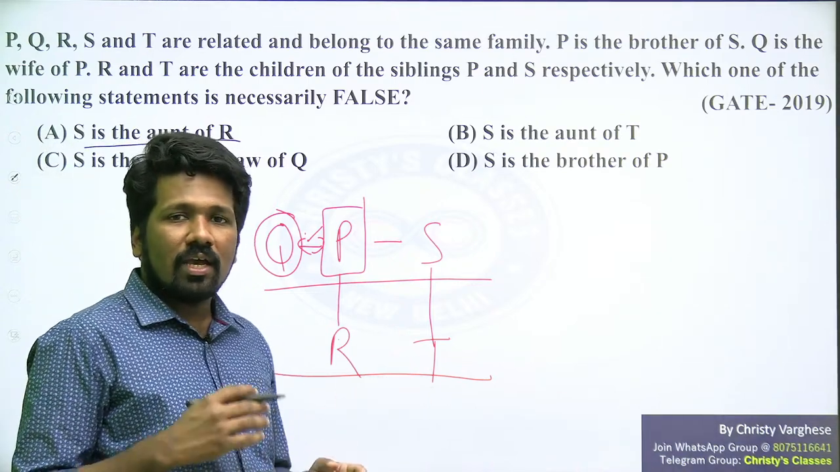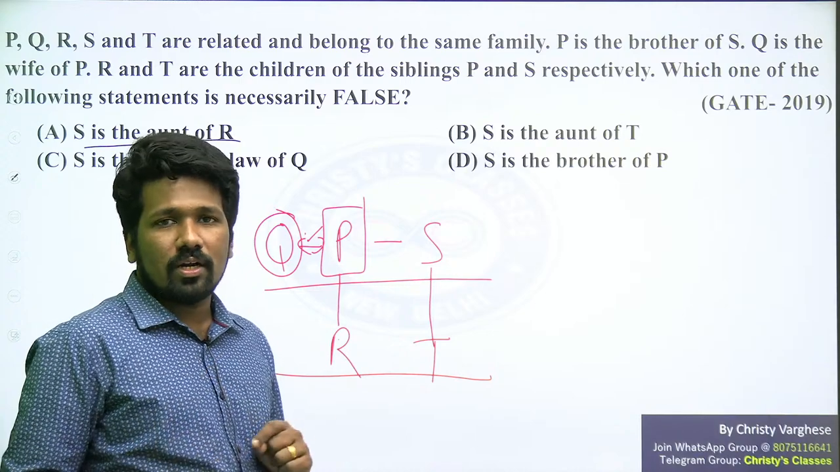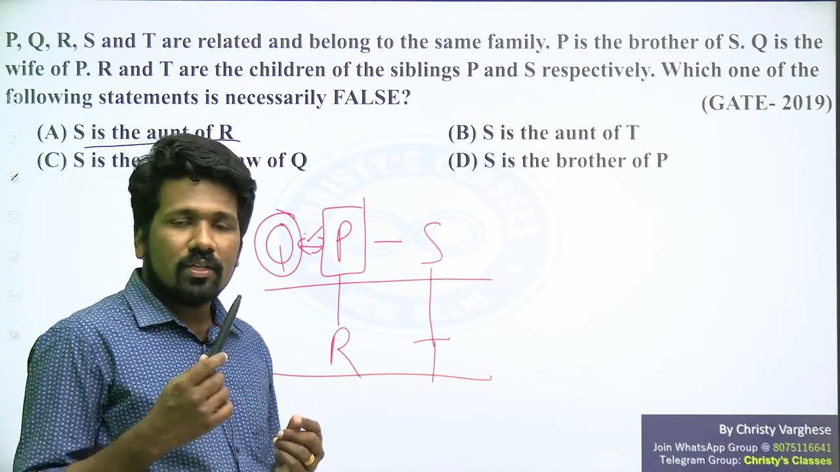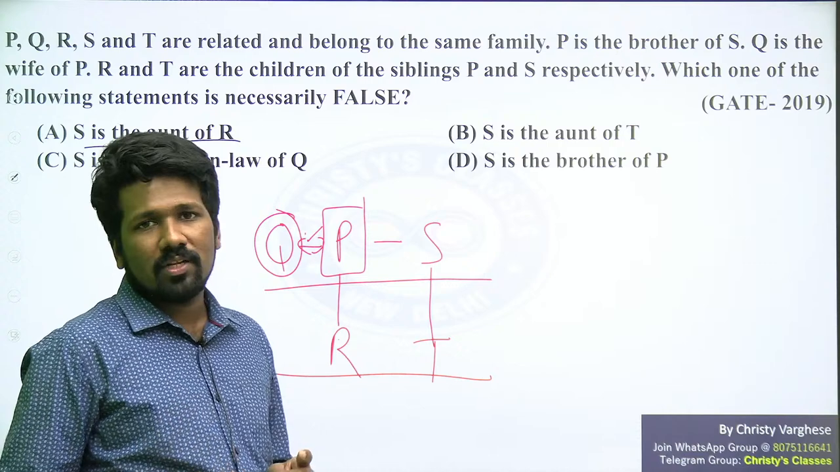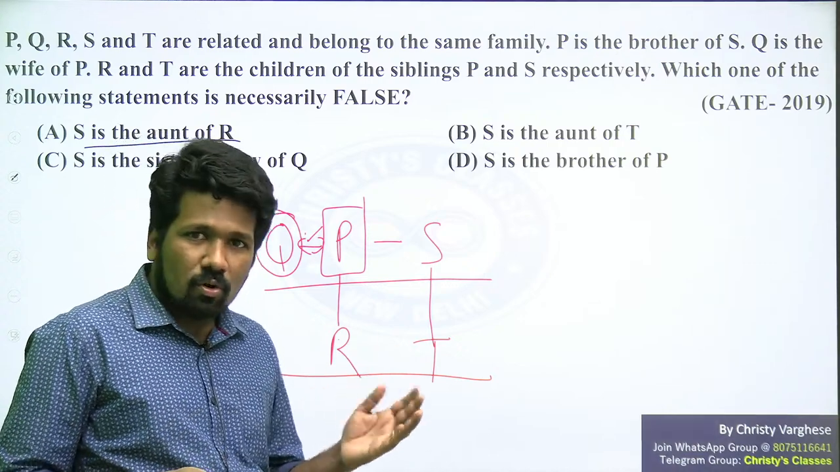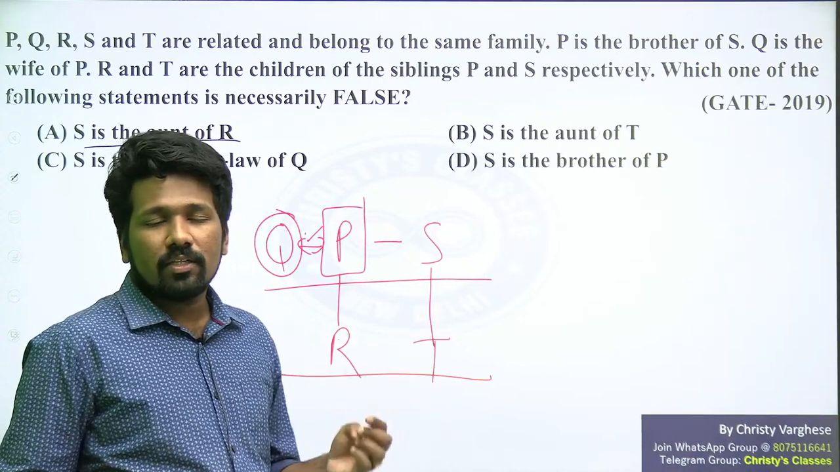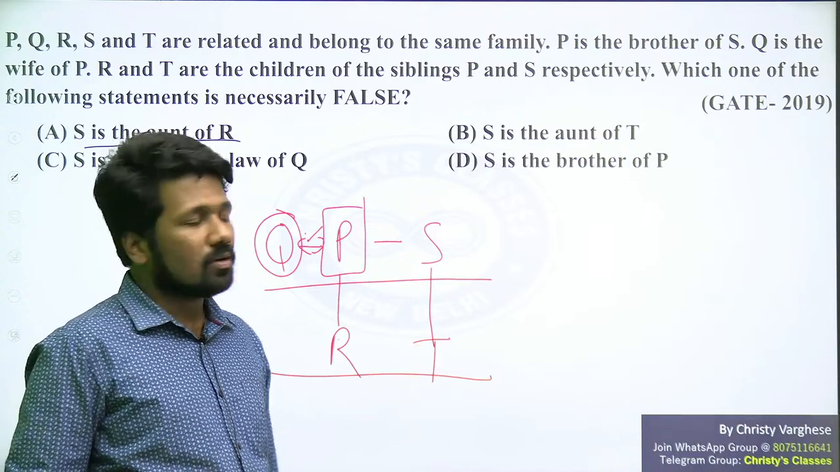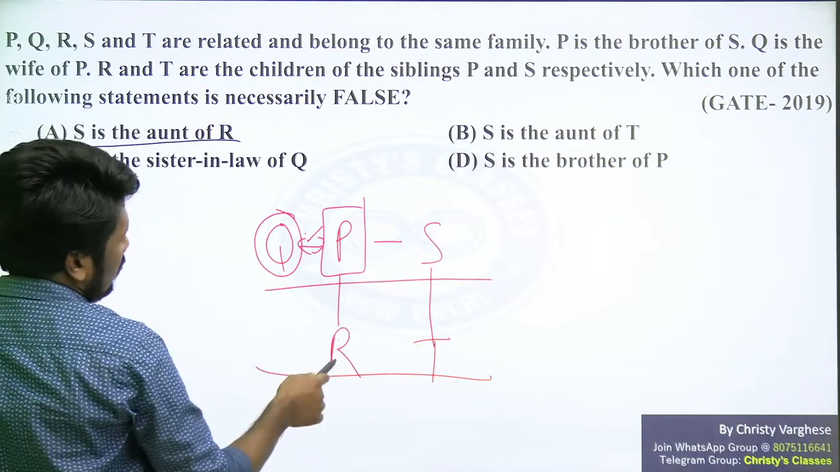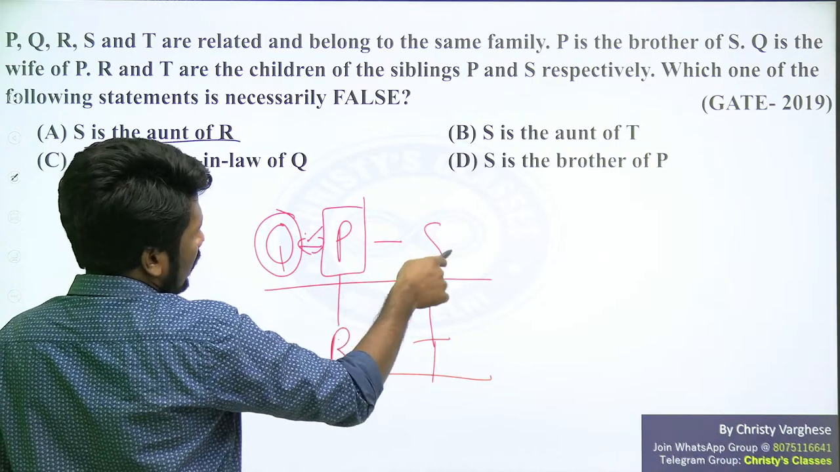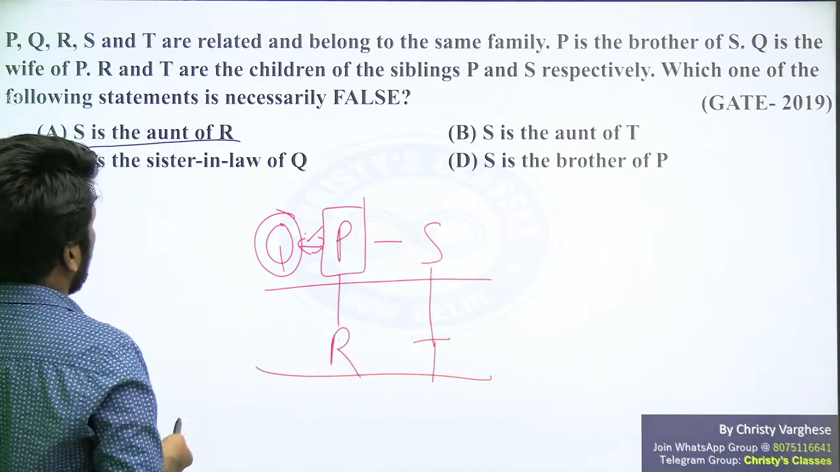Father's sibling is either your aunt or your uncle, right? Because your father's sibling can be a male sibling or female sibling. Your father's brother or father's sisters. Father's brother is called uncle. Father's sister is called aunt. So if you are R, your uncle can be S, your aunt can also be S.